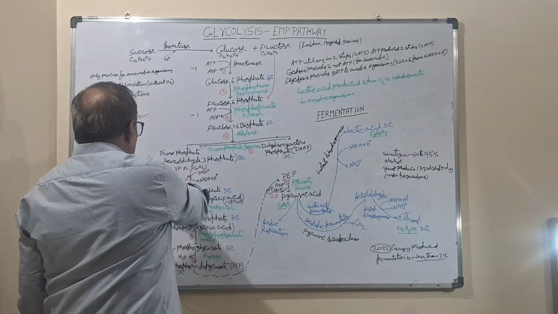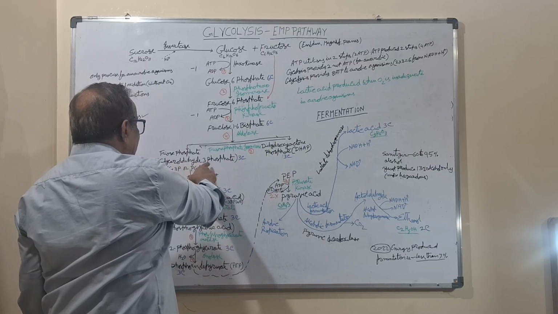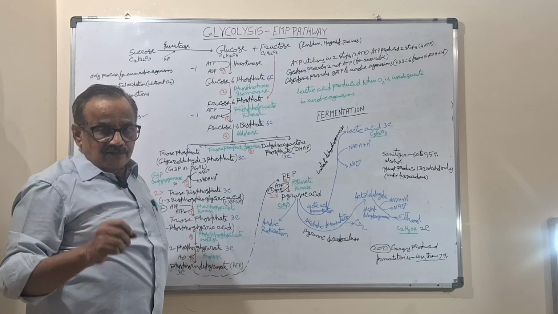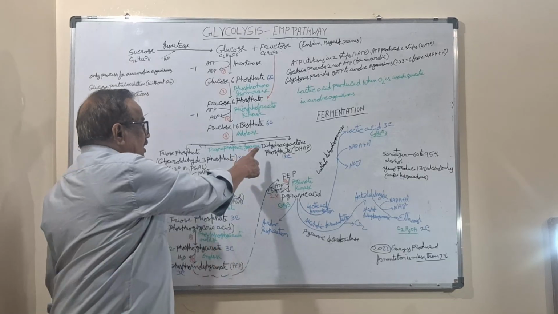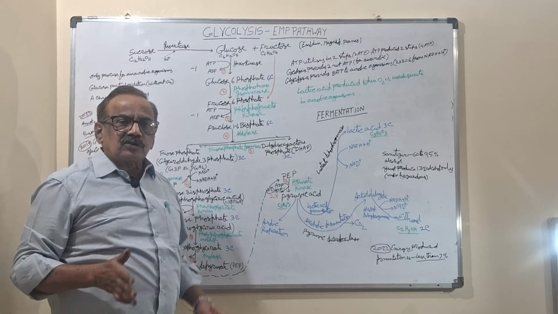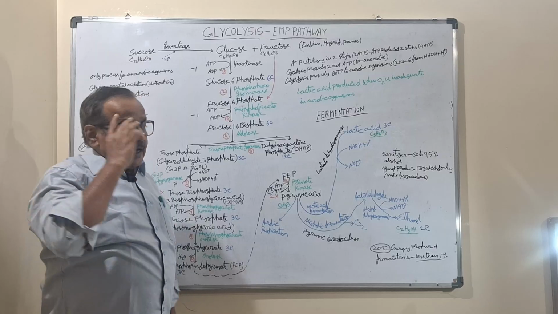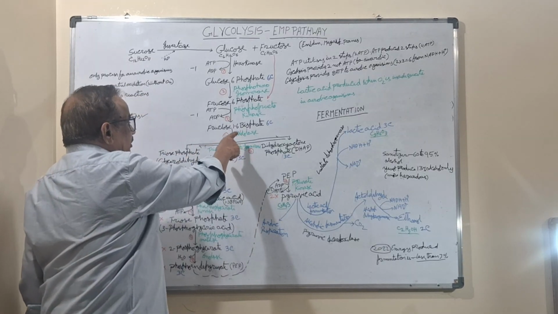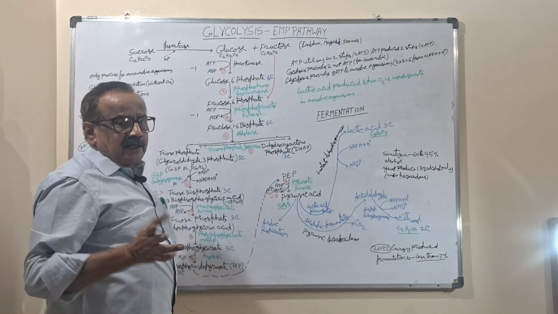One is the triose phosphate, 2 triose phosphates. One is glyceraldehyde 3-phosphate, G3P. And another molecule name is dihydroxyacetone phosphate, DHAP. Both have the same formula, but the structural difference is there. Remember it. And these two are formed from fructose 1,6-bisphosphate through the enzyme aldolase.